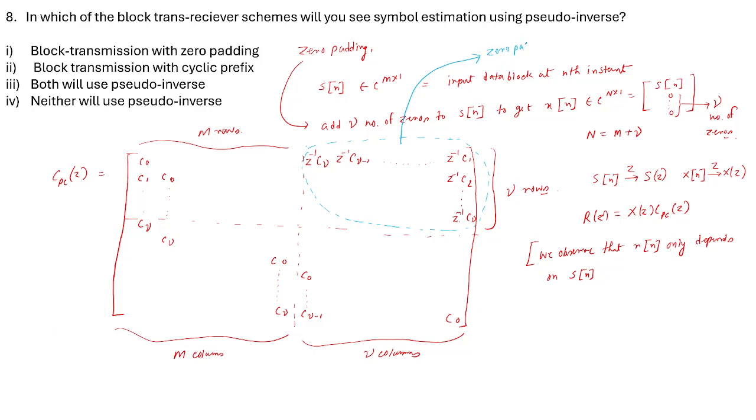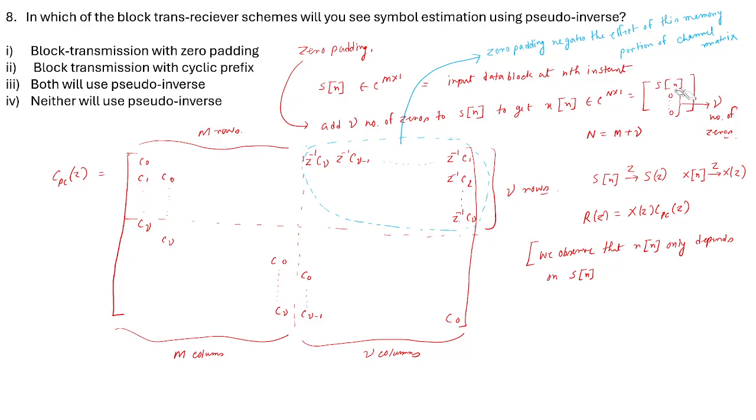Zero padding negates the effect of this memory portion of the channel matrix. That's the main goal of zero padding.